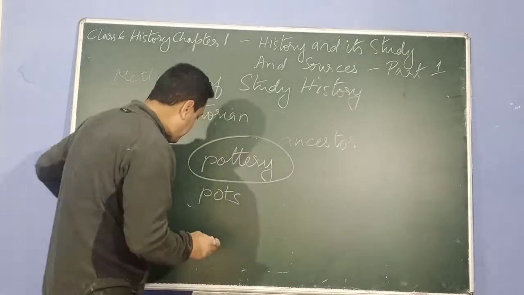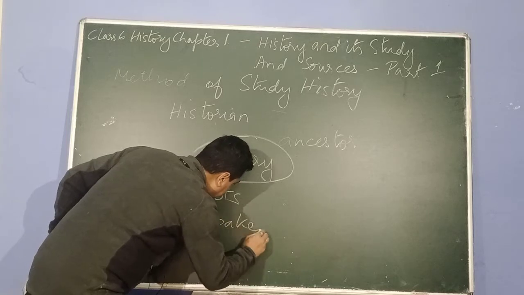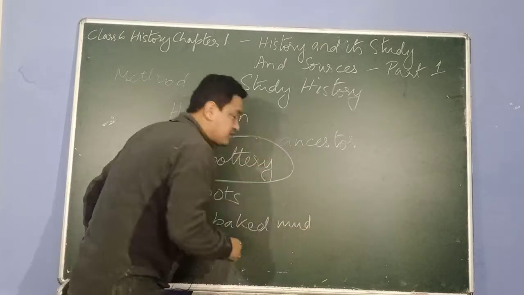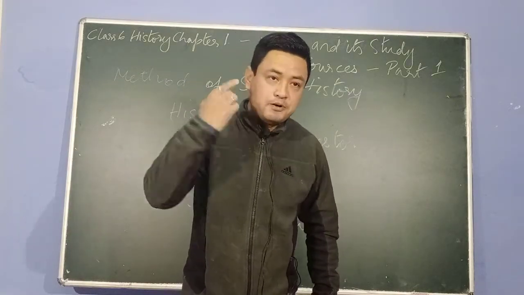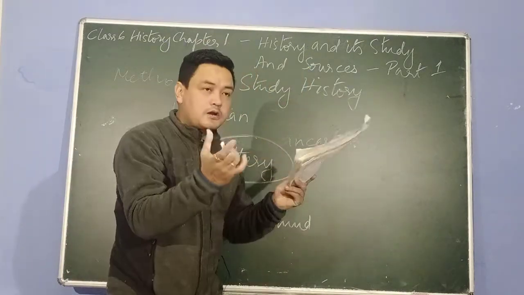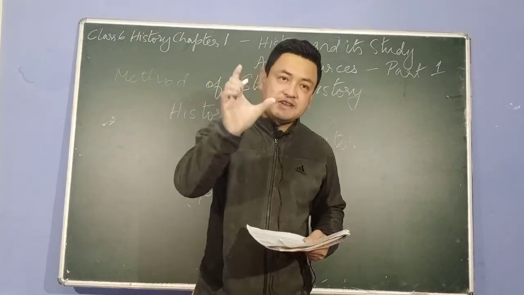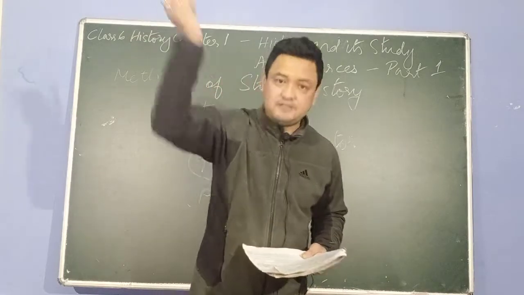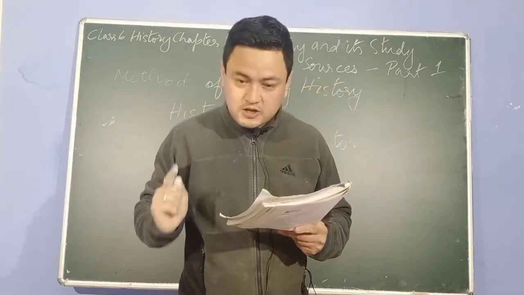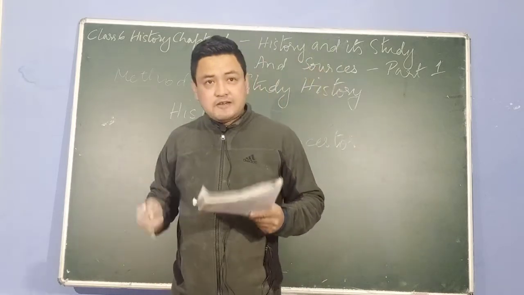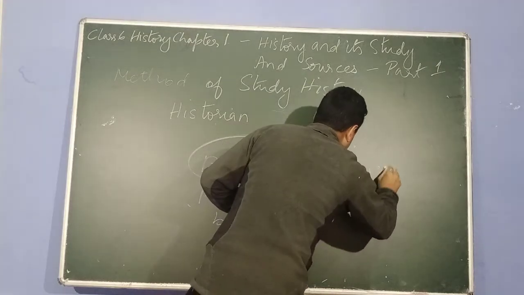It is made of baked mud, which is dried in the sun or burnt in a fire. If you have burned this mud pot in a fire, it can hold liquids. But if you have only dried this pot in the sun, then it can hold only solid objects. Remember that. So the things that were left in the past were pottery, then ornaments, that is jewelry, J-E-W-E-L-L-E-R-Y.